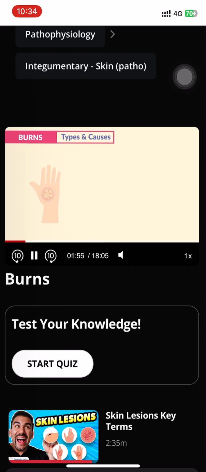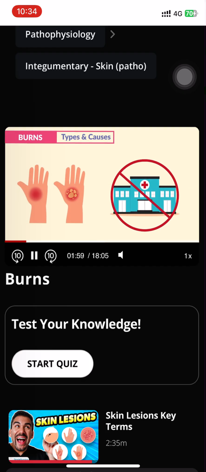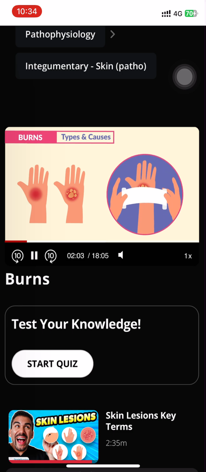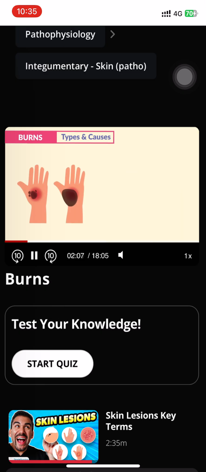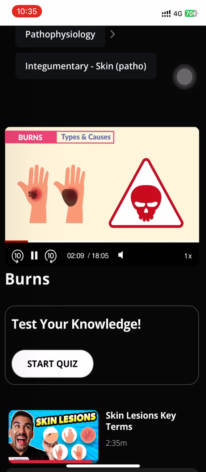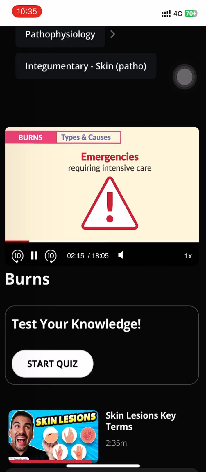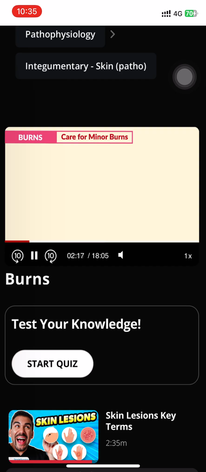Now, for minor burns, like the 1st and 2nd-degree burns, these do not typically need hospitalization and can be treated outpatient with wound care and dressing changes. Whereas major burns like 3rd-degree and 4th-degree, these are deadly medical emergencies, requiring intensive care, which we'll cover in a moment. So first, care for minor burns.